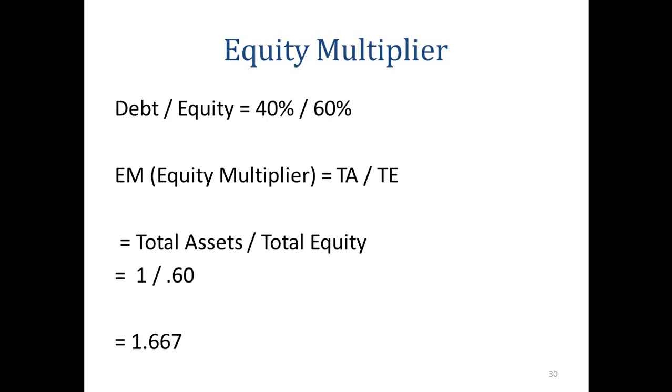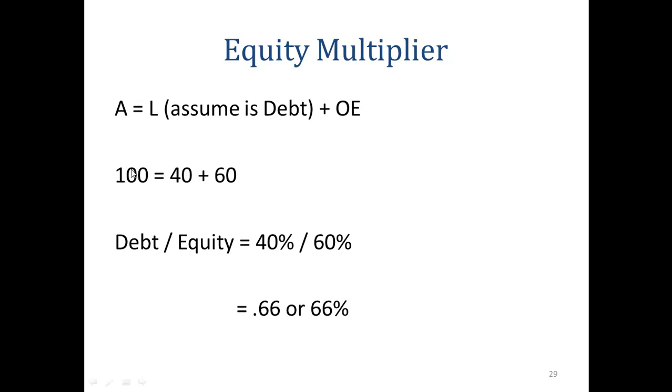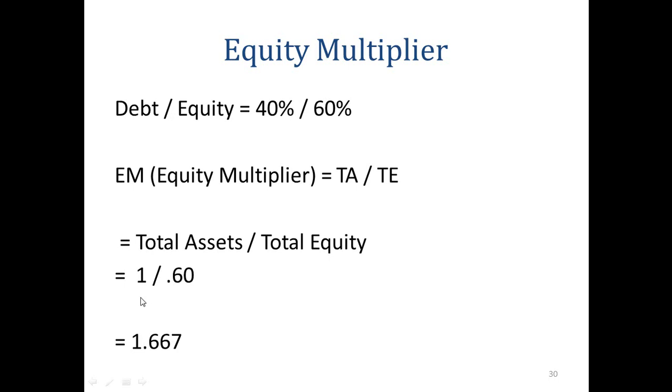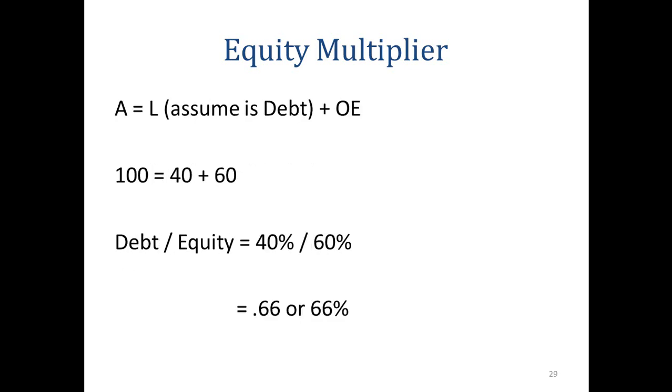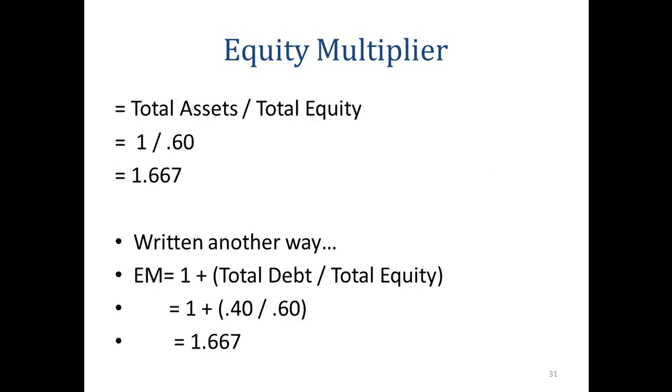That's your equity multiplier. Now let's see how we can get that same number from the debt to equity, from the total debt to total equity relationship. Just to recap, we have this number we just came up with, and it's a multiplier, equity multiplier, 1.667. A multiplier is something that's greater than 1, or 100%. So if we look at total assets to total equity, total assets again is represented by 1 or 100%. Total equity was 0.60. That gives us 1.667.